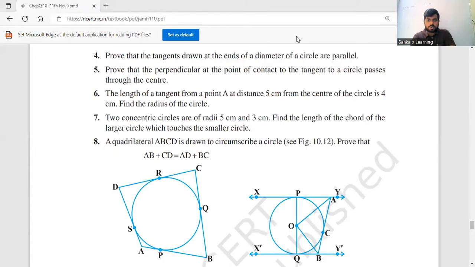Prove that the perpendicular at the point of contact to the tangent to a circle passes through the center. Okay. Let's analyze this question first. Okay, we have to prove. What should we prove? The perpendicular at the point of contact, okay, we have drawn a perpendicular at the point of contact, passes through the center. Okay, this is what we have to prove.